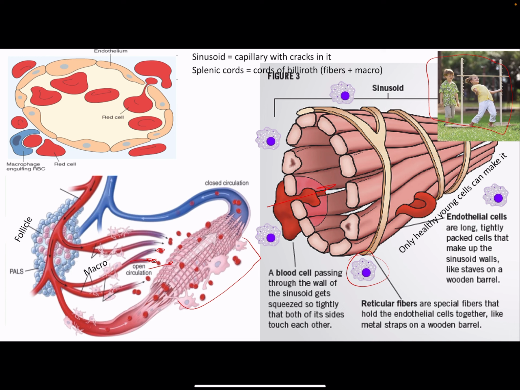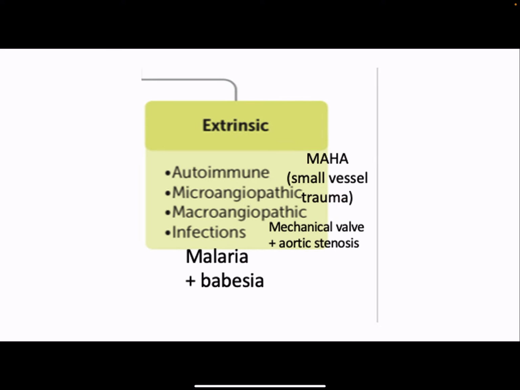There's just another picture over here. So for the most part, this is old red blood cells, but for the purposes of our hemolytic anemia, we can think that there might be a lot of defective red blood cells that are just going to get euthanized.